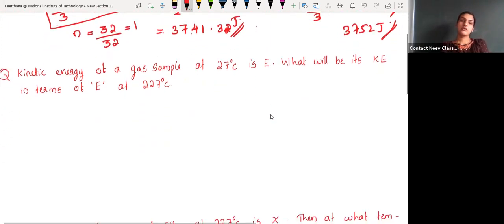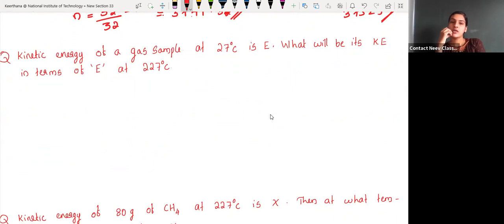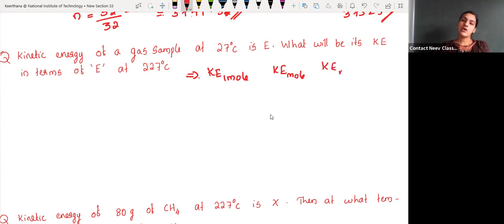Okay. So the next question: kinetic energy of a gas sample at 27 degrees Celsius is E. What will be its kinetic energy in terms of E at 227 degrees Celsius? So here, gas sample means amount is not given. So any equation you can use. Either you can use kinetic energy of 1 mole, or kinetic energy of 1 molecule, or kinetic energy of n mole.